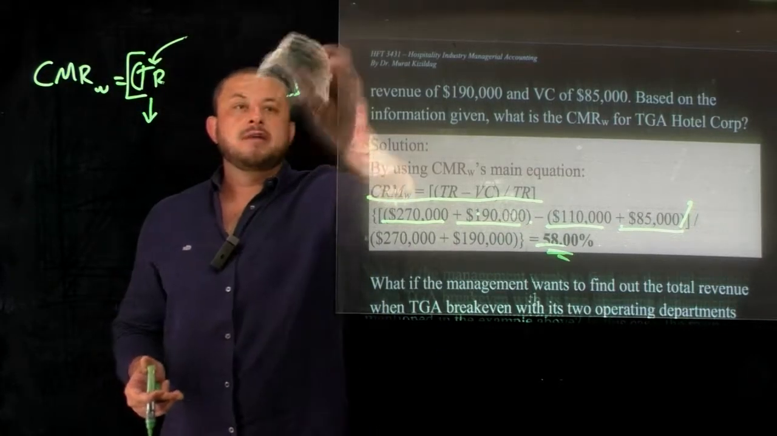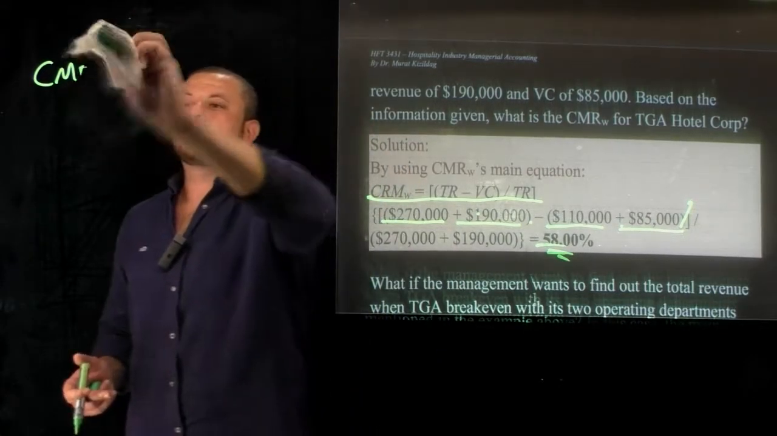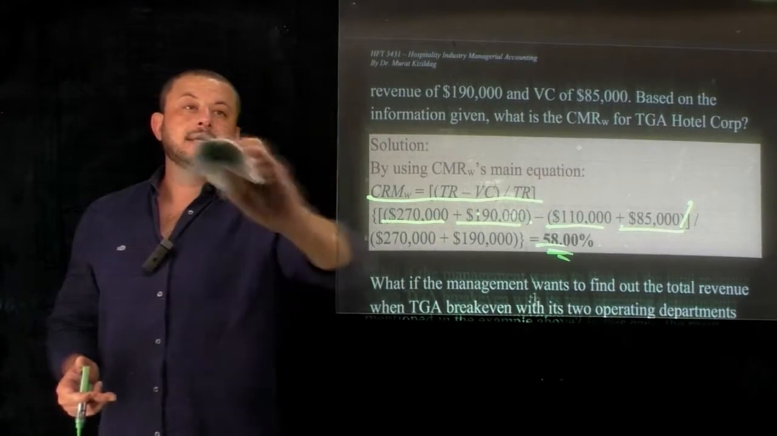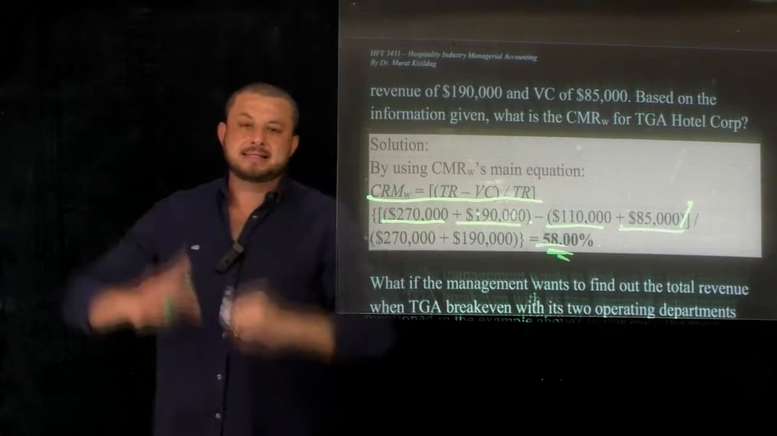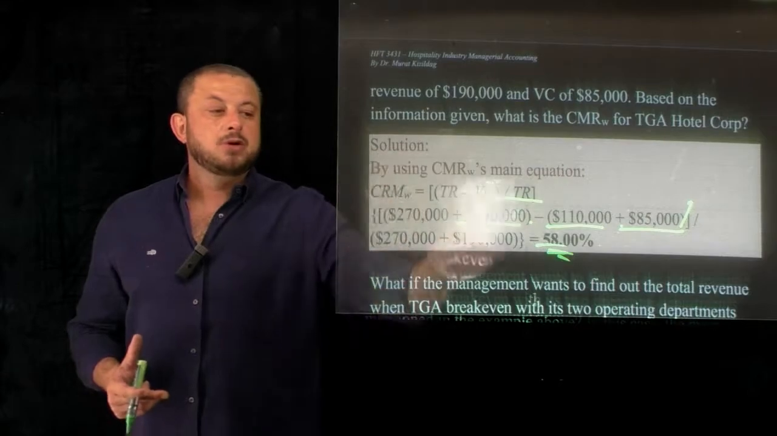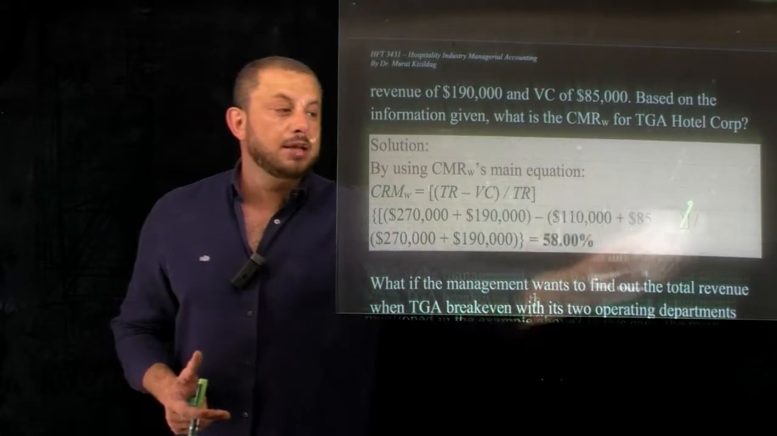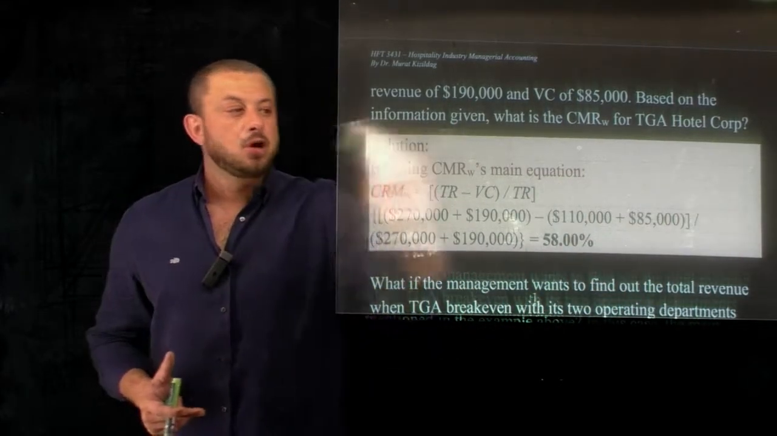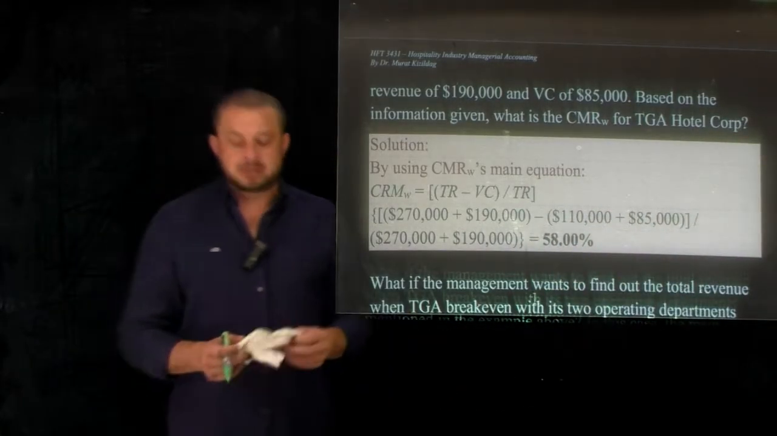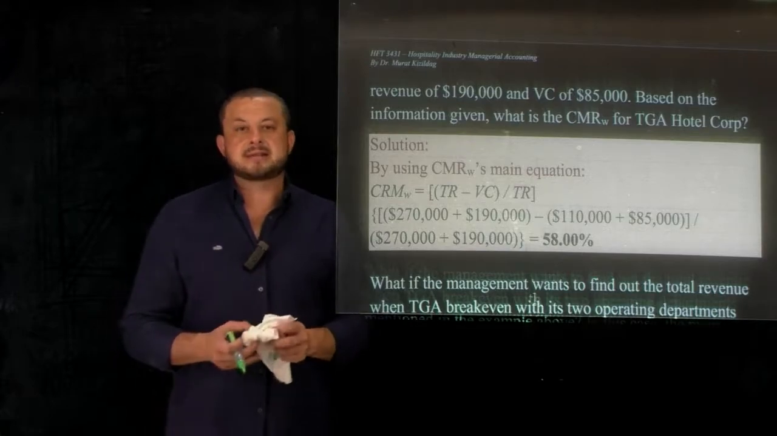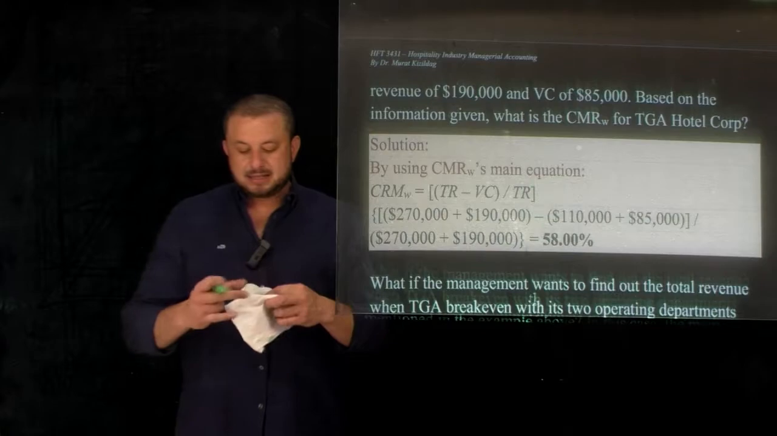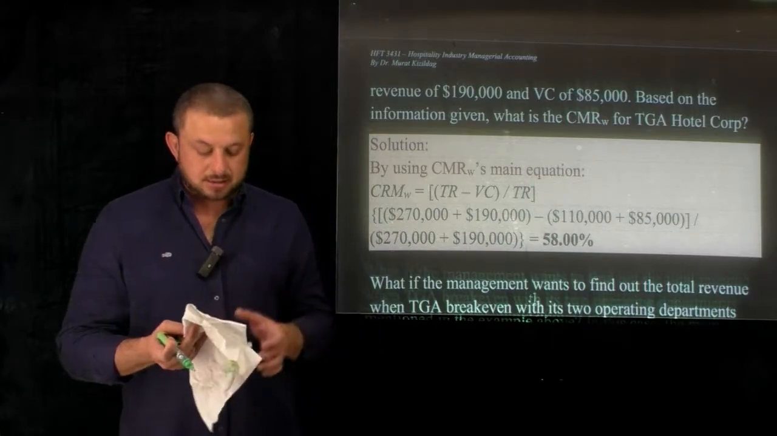As I said before, whenever you're dealing with two departments and/or two different products in the same establishment, you have to calculate CMRW first, unless it is given to you. Sometimes I will give you CMRW straight up in the question, and then you don't have to calculate CMRW, but most of the time you do need to calculate CMRW, because most of the time CMRW is not given in the question, but individual TRs and VCs are given, so you have to calculate them as well, guys, okay?